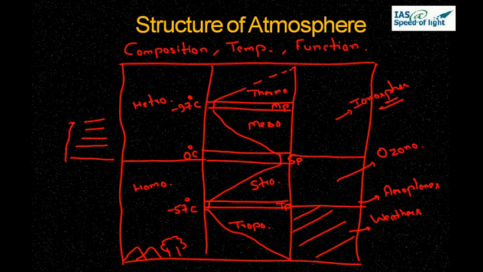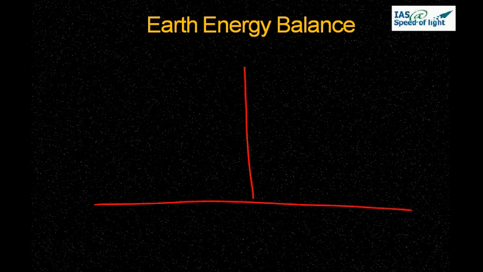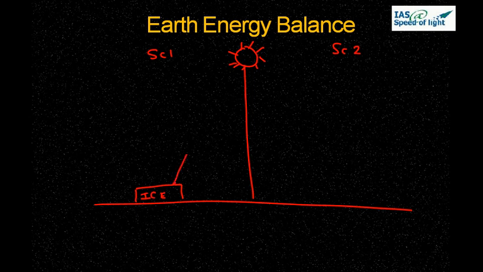Now we move to the next part of the atmosphere, and that is the earth energy balance. We will try to see it using two different scenarios, scenario 1 and scenario 2. Common to both, we have our sun, the source of energy, the source of insolation. In the first scenario, we see ice, and we see insolation from the sun.